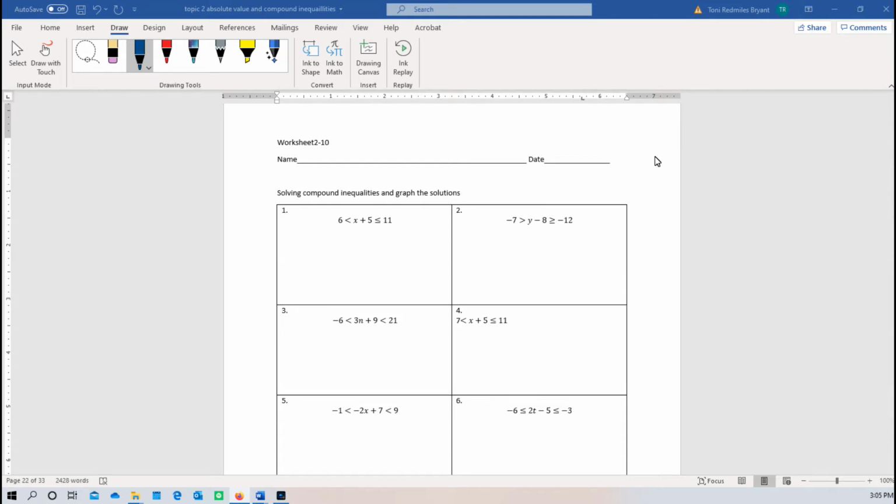We are here again for another worksheet. This is worksheet 2-10 for the class Algebra 1, Part 1. And in this one, we're doing some compound inequalities.